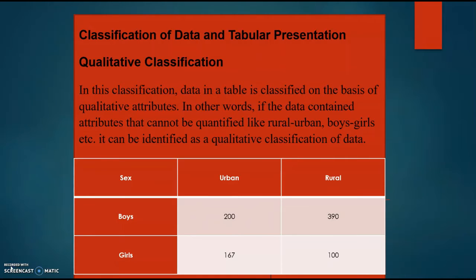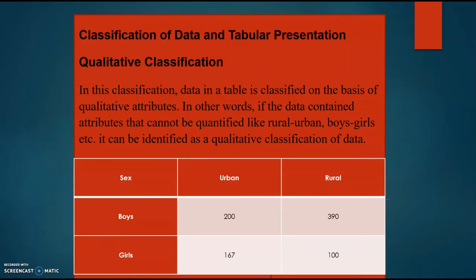Children, classification used in tabulation is of four kinds. They are qualitative classification, quantitative classification, temporal classification, and spatial classification. So the first one is qualitative classification. In this classification, data in a table is classified on the basis of qualitative attributes. In other words, if the data contained attributes that cannot be quantified like rural-urban population, boys and girls, etc., it can be identified as a qualitative classification of data.